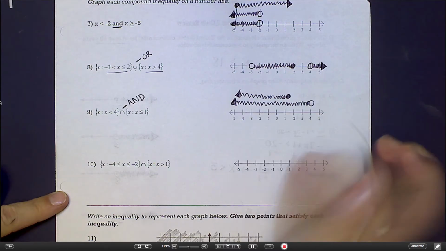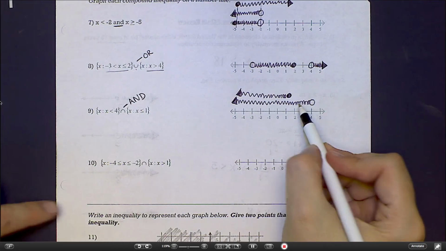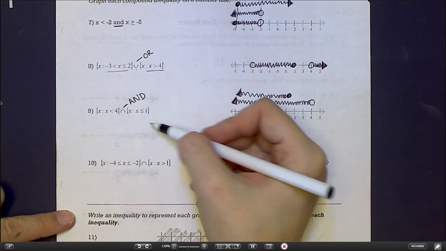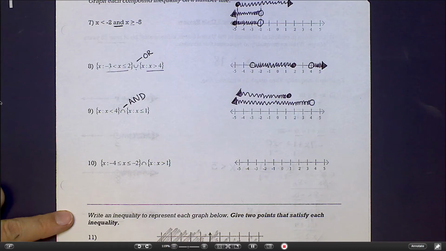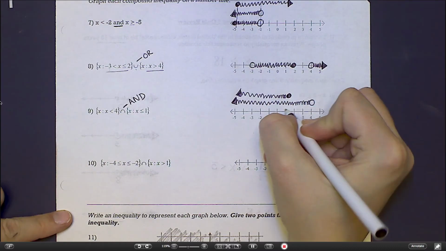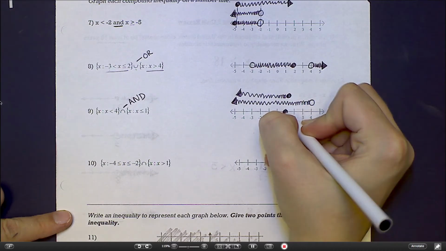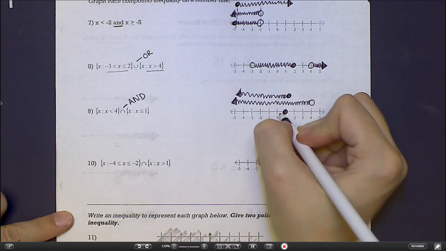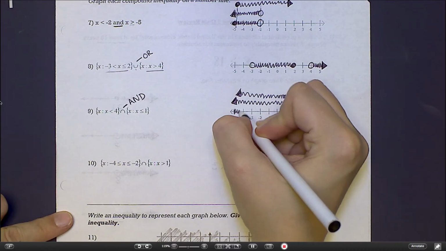So basically, these two are going to overlap everywhere from 1 down, okay? So everything less than 1 is where these are overlapping. So for my final answer, I'm just going to put a closed circle on the 1 and shade this whole half of my number line.